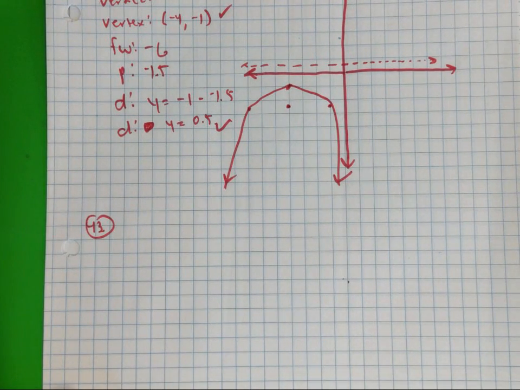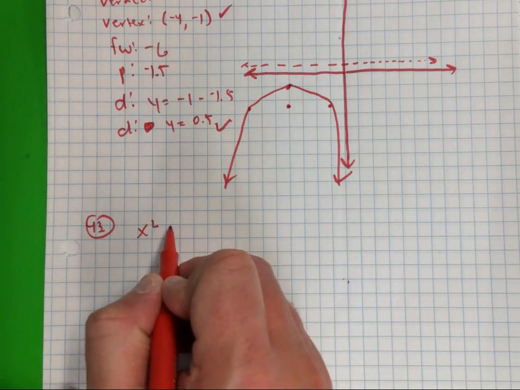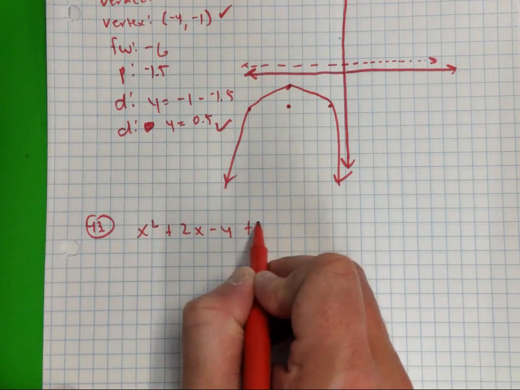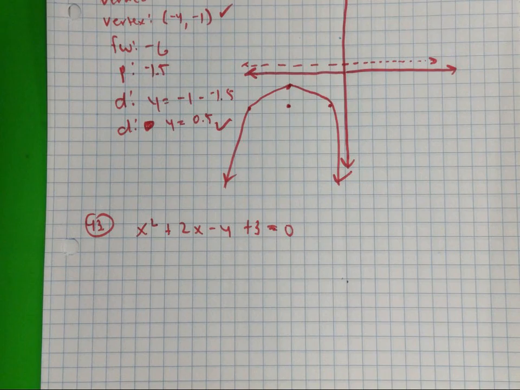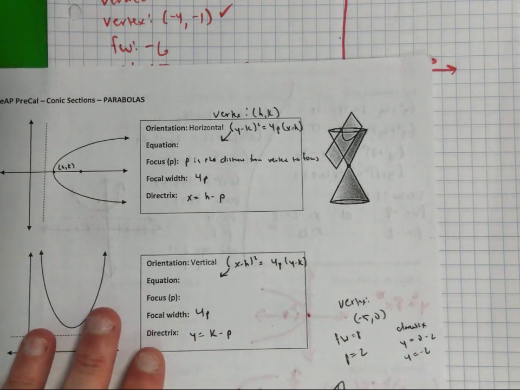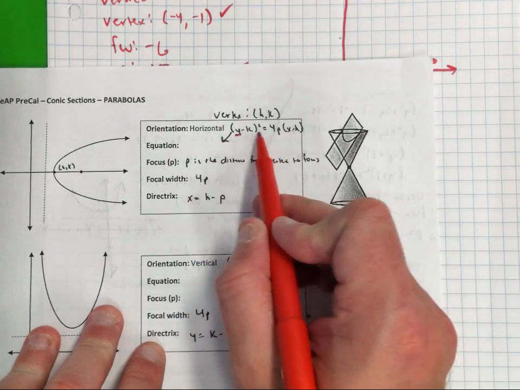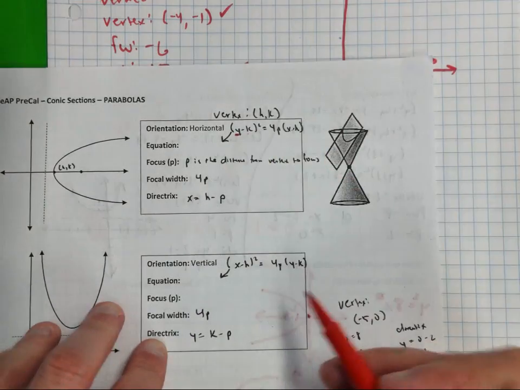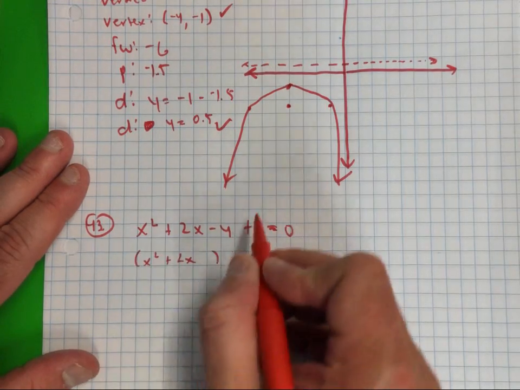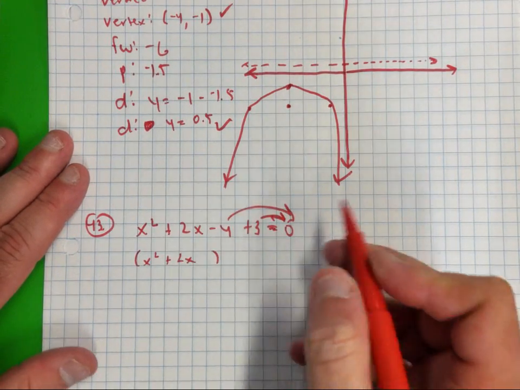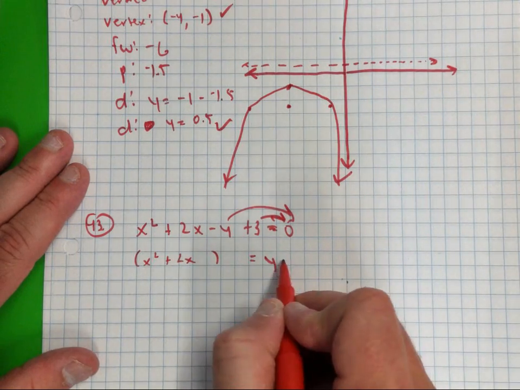All right, number 43. We have x squared plus 2x minus y plus 3 equals 0. This is nowhere near standard form. Remember, in parabolas you want this first parentheses to be squared and the second parentheses not to be. So it starts with x squared, that means x squared is going to be over here. I'm going to move this over here and this over here. So that becomes a positive y and minus 3.